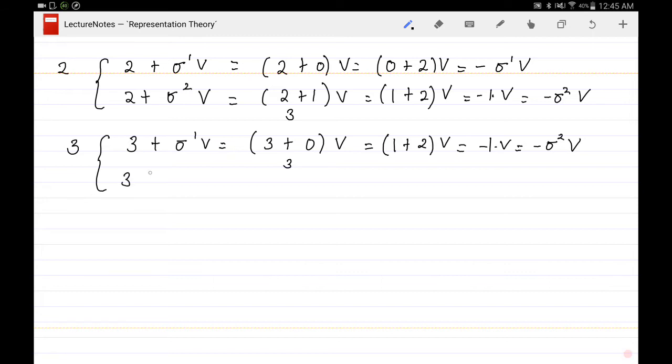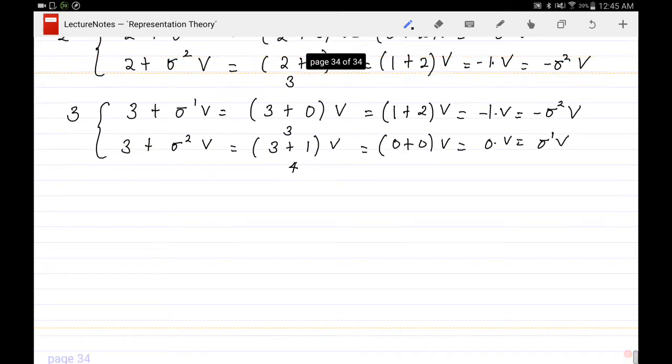And then lastly, we have 3 plus sigma 2 V. And so we have 3 plus 1 V. And this is 4. But 4 is 0. So we need to write 0 as an element from our left transversal set plus an element from our subgroup. And this is going to be simply 0 plus 0, V. And 0 acting on V is just V. And so we have 0, and that's just sigma 1 V.